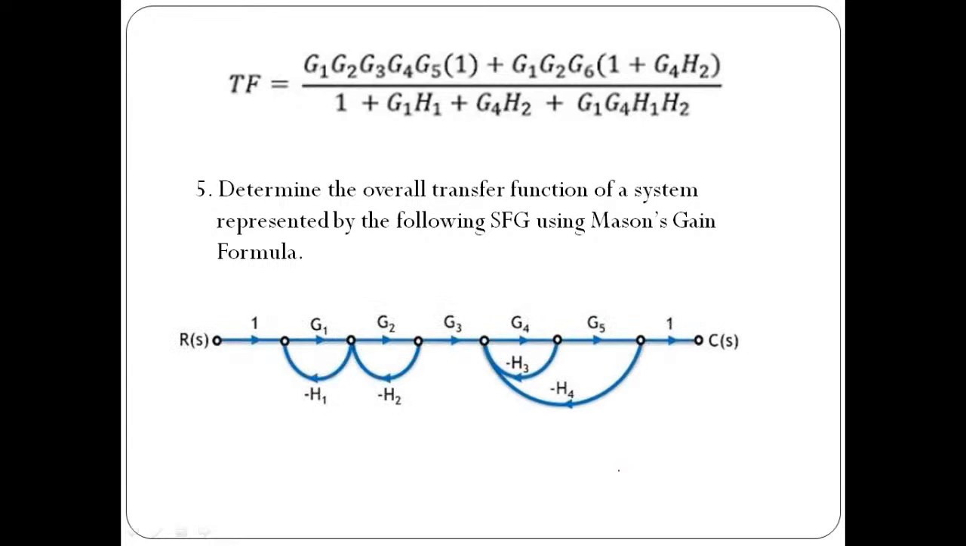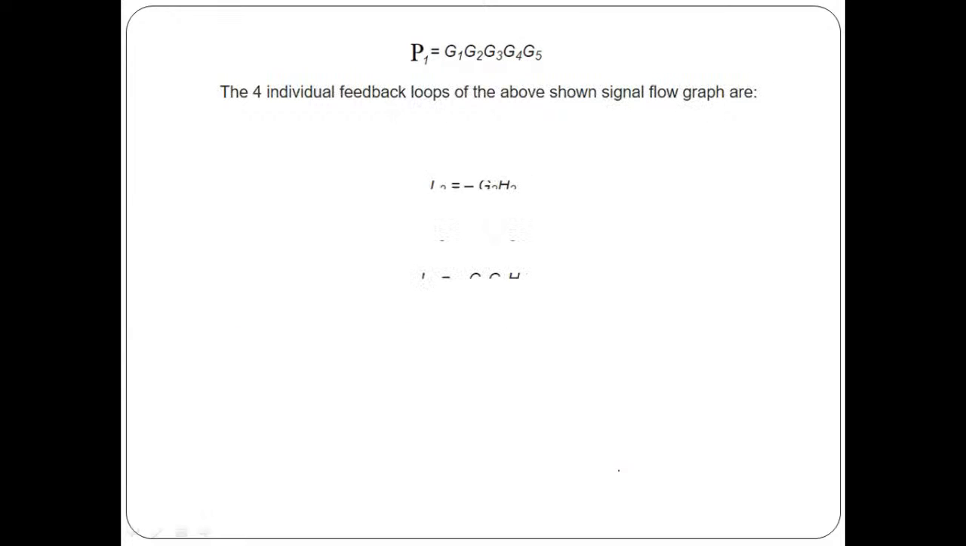And then another numerical as homework. Again, in this case, our objective is to determine the overall transfer function of the system represented by the following signal flow graph using Mason's gain formula. The structure is something like this. Our objective is again to find its corresponding transfer function using Mason's gain formula, or MGF. Again, I will give you the final answers.